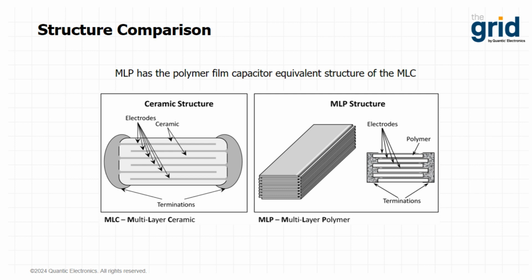So let's take a look at the structure. We talked a lot about the structure of the MLP versus the wound film capacitor. Now let's take a look at the structure comparison between the multi-layer polymer film and the multi-layer ceramic capacitor. MLP is actually very structurally similar to the multi-layer ceramic, or MLC. That's what you see here on the left. There are distinct advantages to MLC ceramics and MLP capacitors both, and this technology has its place in the high reliability circuit. But you can see here, based on the mechanics, that they are structurally similar, and that plays into why there's some overlap in applications. So let's talk more about that.